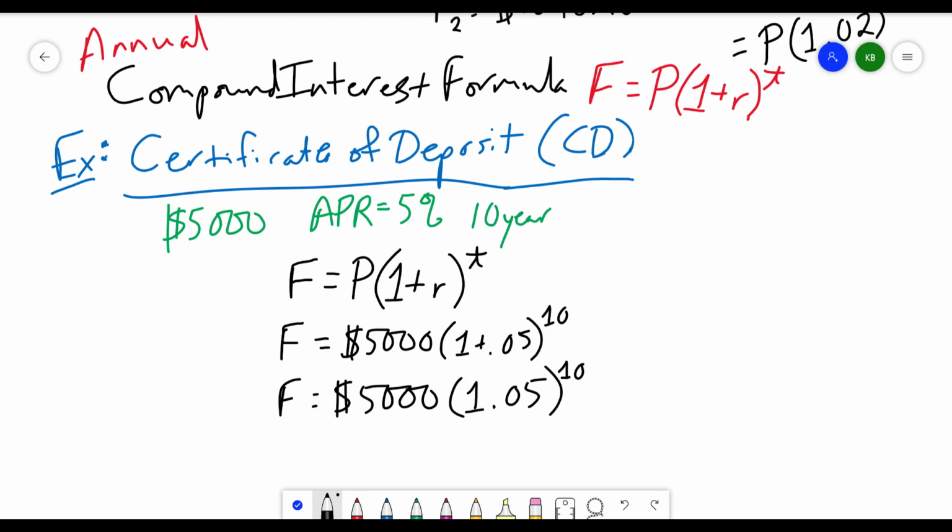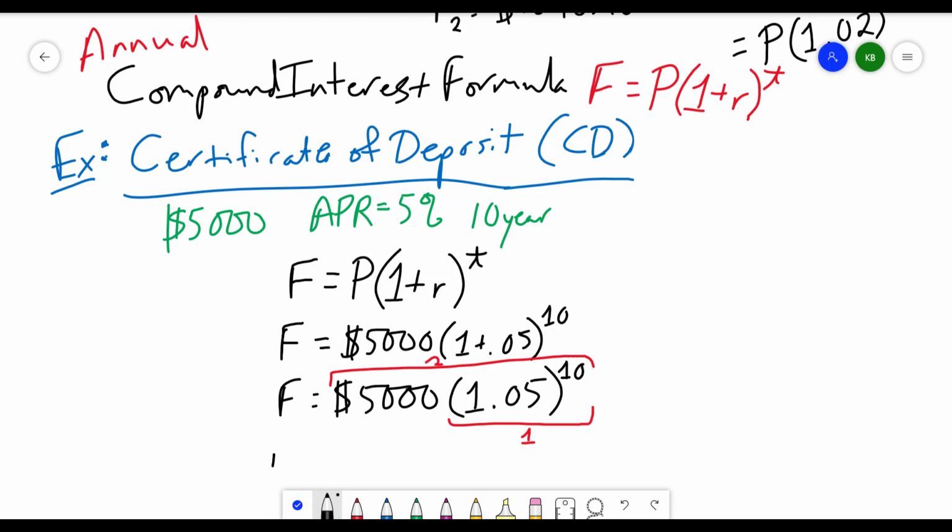So we can have 1.05 raised to the 10th power times $5,000. And I said it in that order because one of the most common things that people will do wrong with this is they'll multiply 5,000 times 1.05 before they raise it to the power. But remember, order of operations demands that we take care of our exponents first. So this is our first step, and then we do our multiplication as our second step.